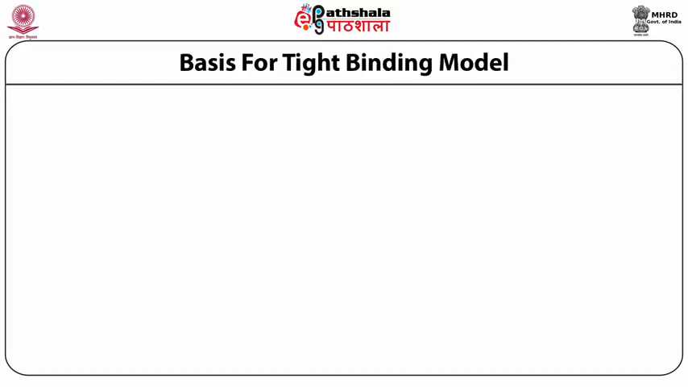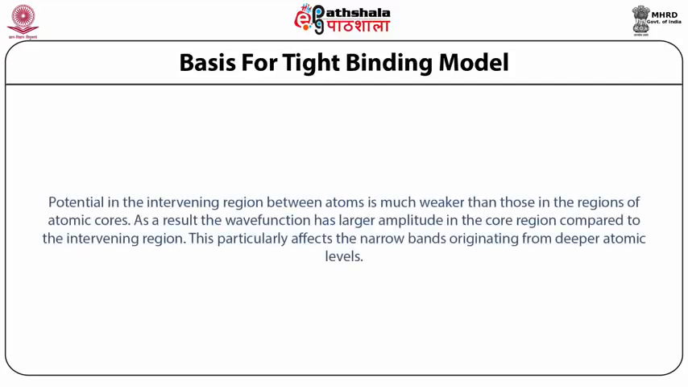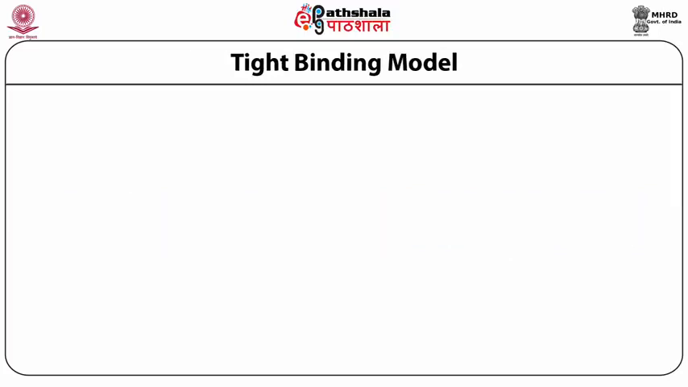The tight binding method is based on the observation that the potential in the intervening region between atoms is much weaker than that in the regions of atomic cores. As a result, the wave function has larger amplitude in the core region compared to the intervening region. This particularly affects the narrow bands originating from deeper atomic levels. Let us elaborate these ideas first for a crystal with one atom per cell.